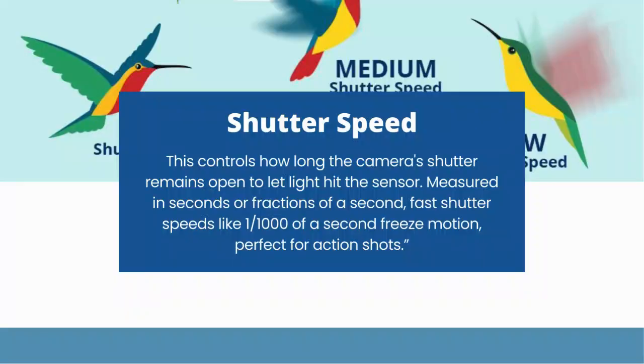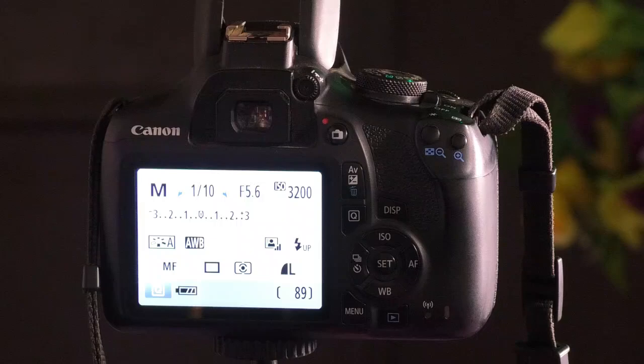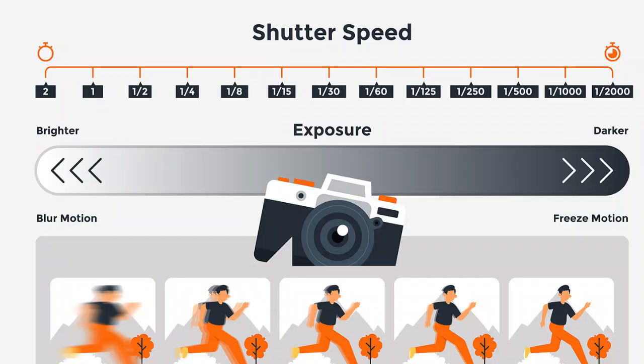Now let's talk about shutter speed. This controls how long the camera shutter remains open to let the light hit the sensor. It is normally measured in seconds or fractions of a second. A faster shutter speed like 1/1000 is normally used to capture action movies, sports, or wrestling. Examples of good shutter speeds are 1/100 second to 1/1000 second. It is normally used in walking or slow motion.